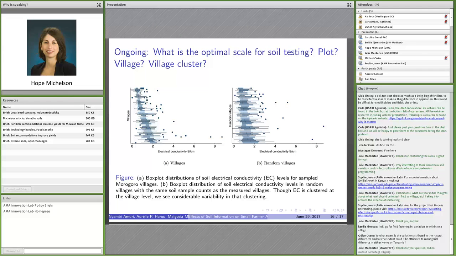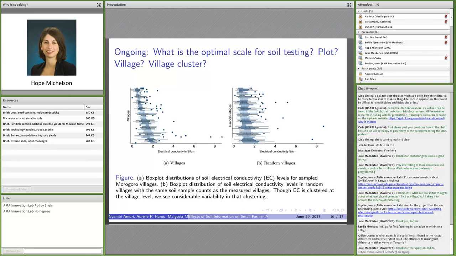The idea is that there's variability in the variability. Understanding that variability can be very important for figuring out where to deploy the resources for more field level testing versus where to spend fewer resources and do testing at the village level or the cluster level. So this is some initial work that we're doing where we're looking at the electrical conductivity.